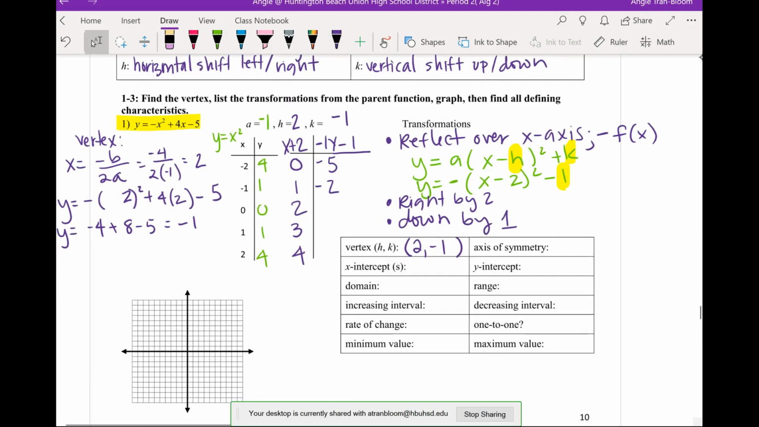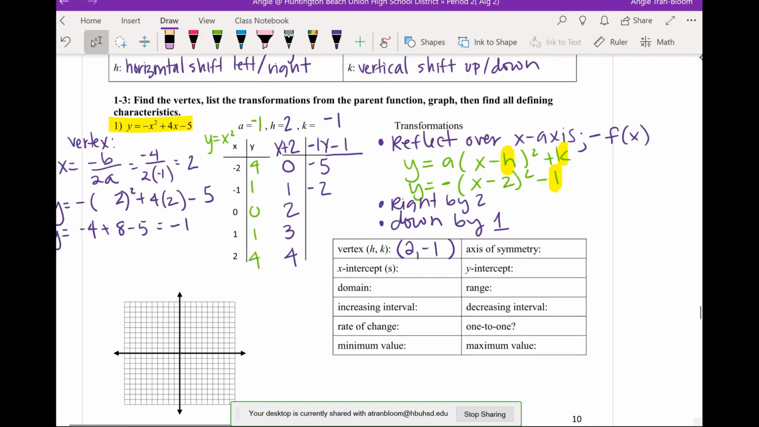0 times negative 1 minus 1? Negative 1. 1 times negative 1 minus 1? Negative 2. 4 times negative 1 minus 1? Negative 5. I have enough dots to plot. Go ahead and plot.